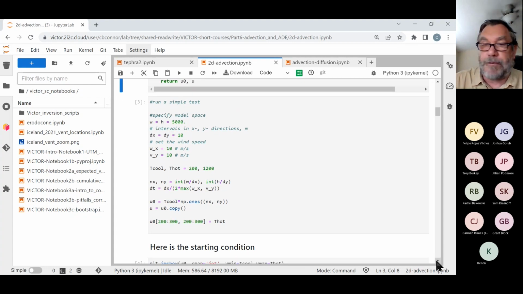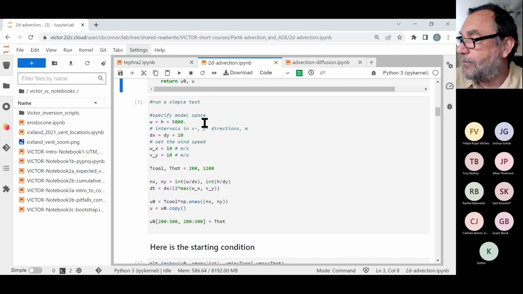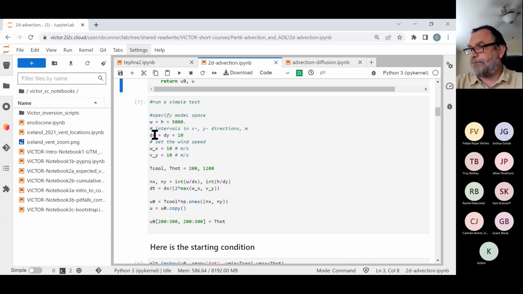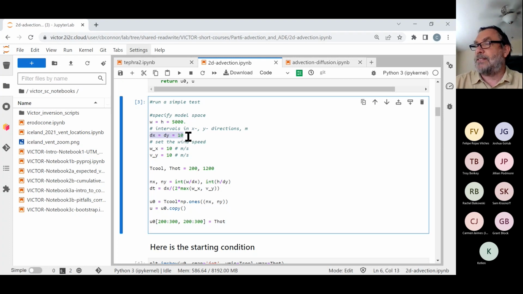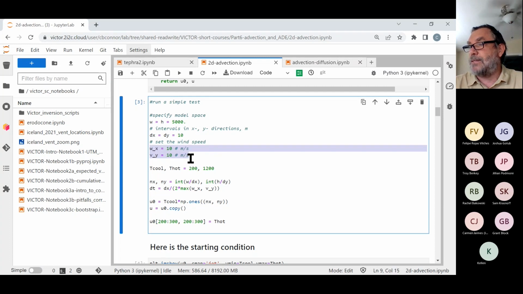And so then I'm going to specify some bits about the problem domain. This is pretty much the same as I did last time when I was talking about diffusion, but I've got a width and a height to the model. I'm just going to set that equal to 5,000, probably 5,000 meters in the X and Y direction, for example. And I'm going to set a grid spacing. Let's just say it's equal to 10. So that's a pretty dense grid, right? 500 by 500.